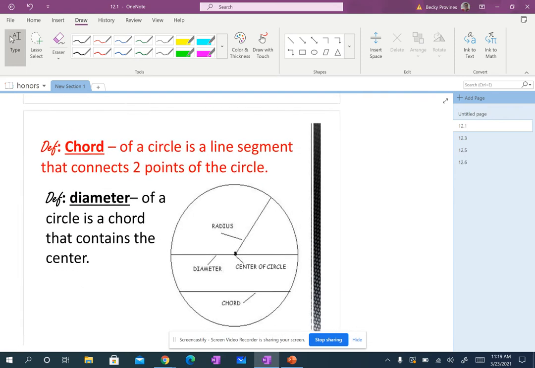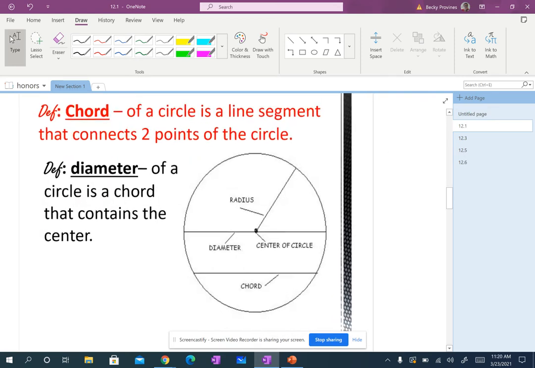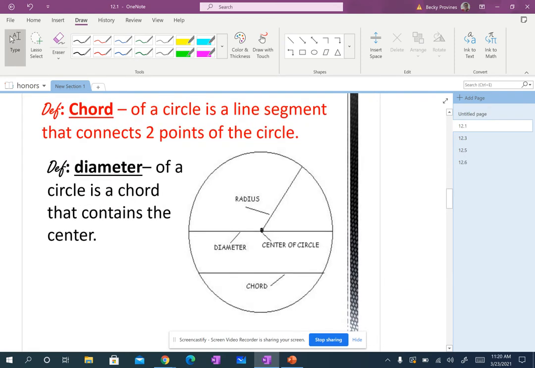Okay, so now more vocabulary. A chord is a line segment that has both endpoints on the circle. Okay, so this is a chord. There's an endpoint and there's an endpoint, and that's on the circle, and they are connected. So technically, your diameter is a chord, but it goes through the center. And let's read the definition. It says the diameter of a circle is the chord that contains the center.